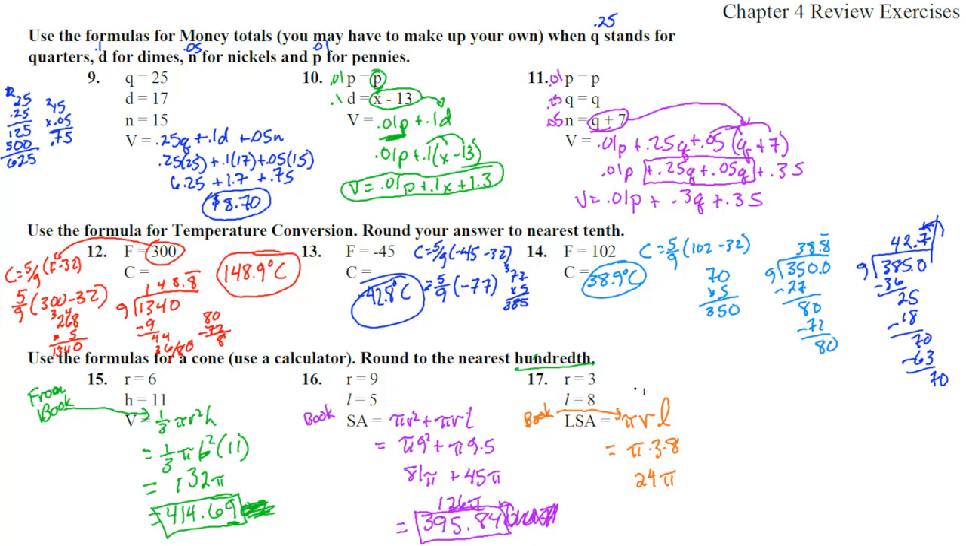And we get 75.39822 and so on. So rounding to the nearest hundredth, that means this 8 will kick that up to a 10, which means that's a 4. So it's 75.40. So rounding to the nearest hundredth actually rounds to the nearest tenth in this case. 75.4. Great.